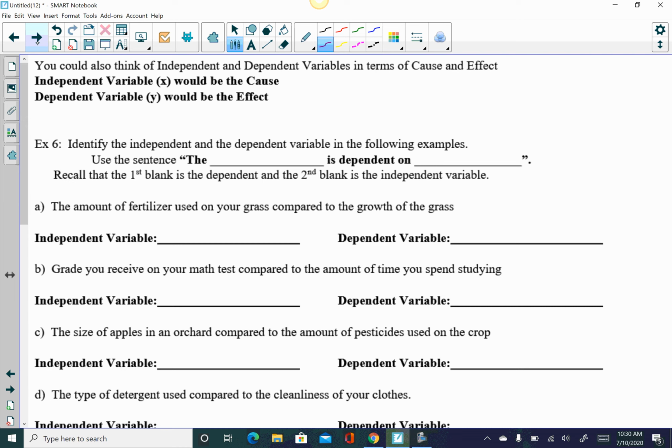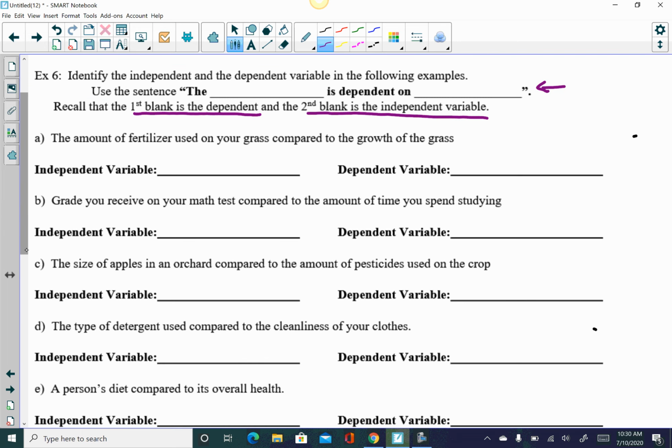I always tell you to utilize this sentence here: The blank is dependent upon the blank. Remember, first blank is your dependent variable. It's telling you that's your dependent variable. Second blank is your independent variable. I'm going to do the first four here with you, and let you get some more practice with this because I know this is one of the harder pieces of section 9A.